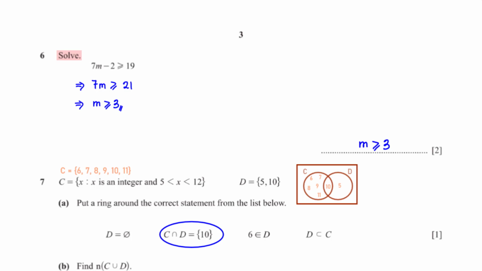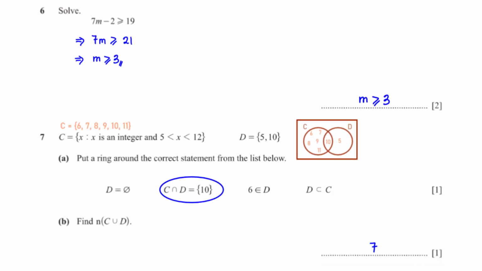Solve 7m minus 2 is greater than or equal to 19. When we add 2 to both sides, this is what we have. When we divide both sides by 7, we get m is greater than or equal to 3.